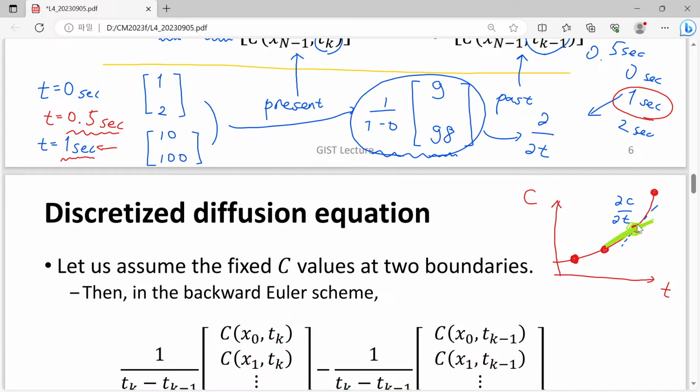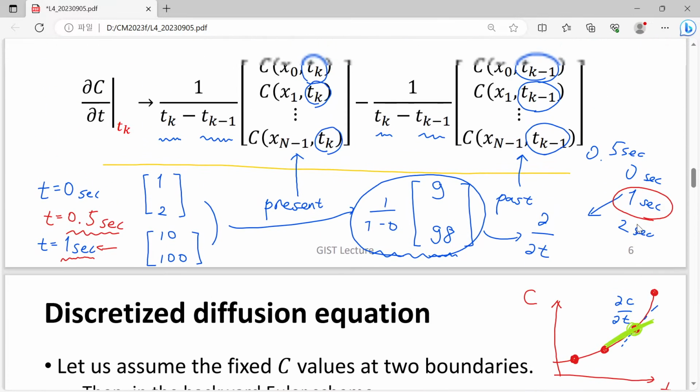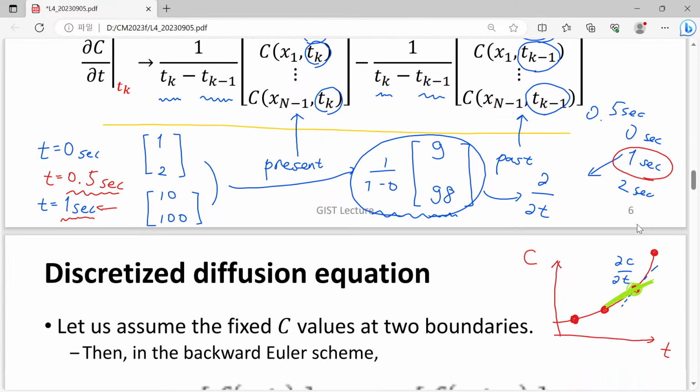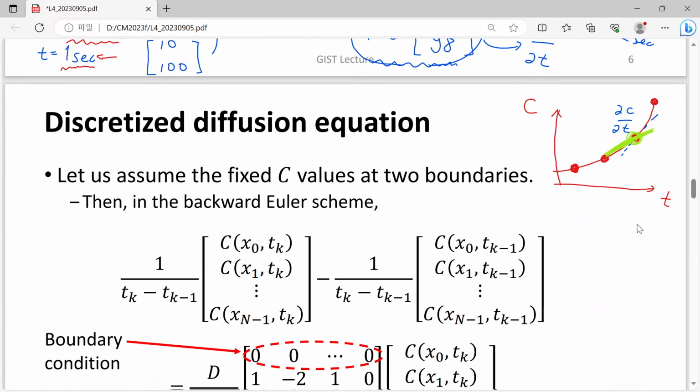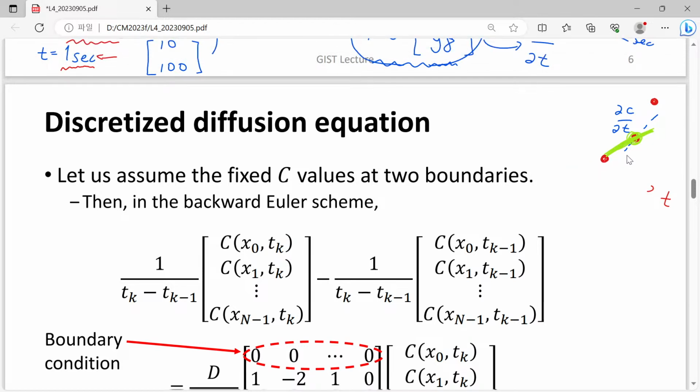Since we are taking the derivative between the present value and the past value, it is not perfect for capturing this kind of behavior. But anyway, please note that although it is not perfect, these kinds of backward schemes are the schemes of our choice. Okay, do you have any questions on this backward scheme? Please feel free to ask me any question.